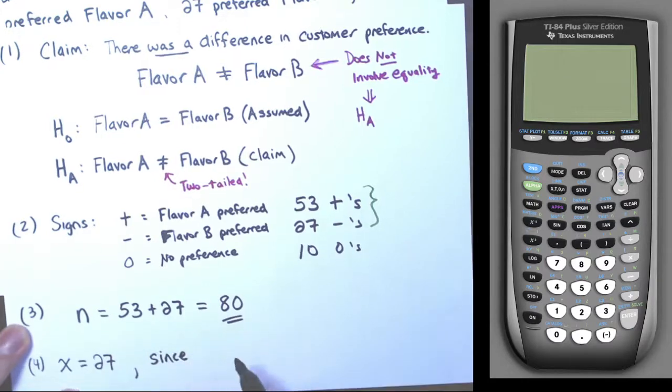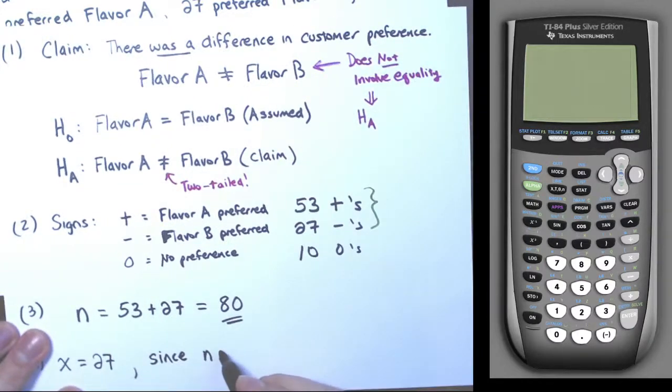Since the value of n is beyond my table of critical values, n is greater than or equal to 25, for the test statistic we're going to work with the z distribution instead. We're going to work with z-scores and the standard normal. The test statistic will be a z-score.